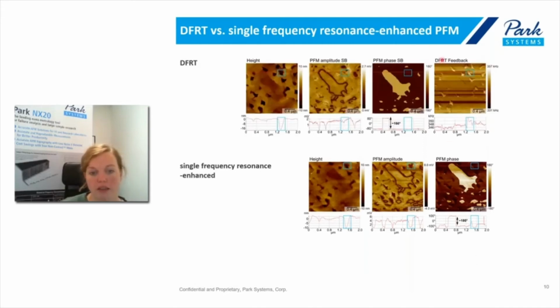Furthermore, if we look at the DFRT feedback output, we have an additional measurement channel that gives us information on where the contact resonance now actually shifts. In this case, the DFRT feedback or the frequency channel only gives us basically the topography information. So we see a frequency change whenever there is a topographic feature. But the idea is that possibly for materials that have inhomogeneous nanomechanical behavior, we can use the DFRT feedback signal as an additional measurement channel.